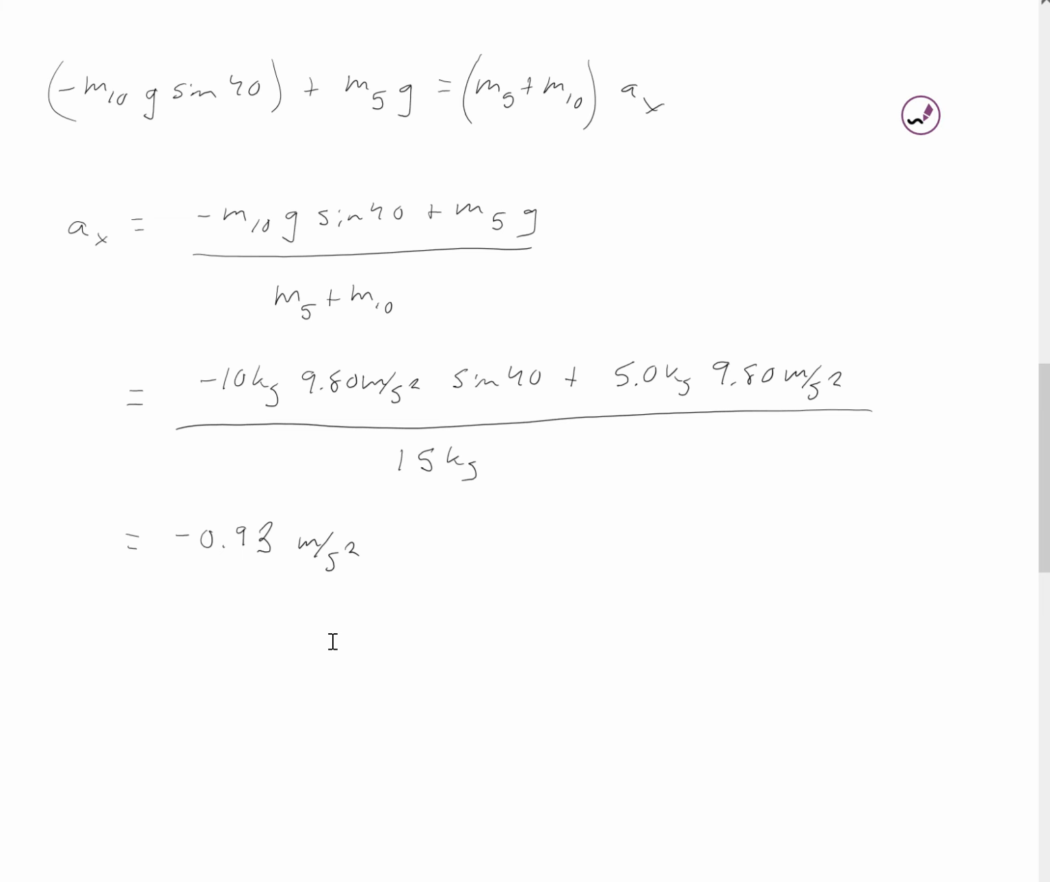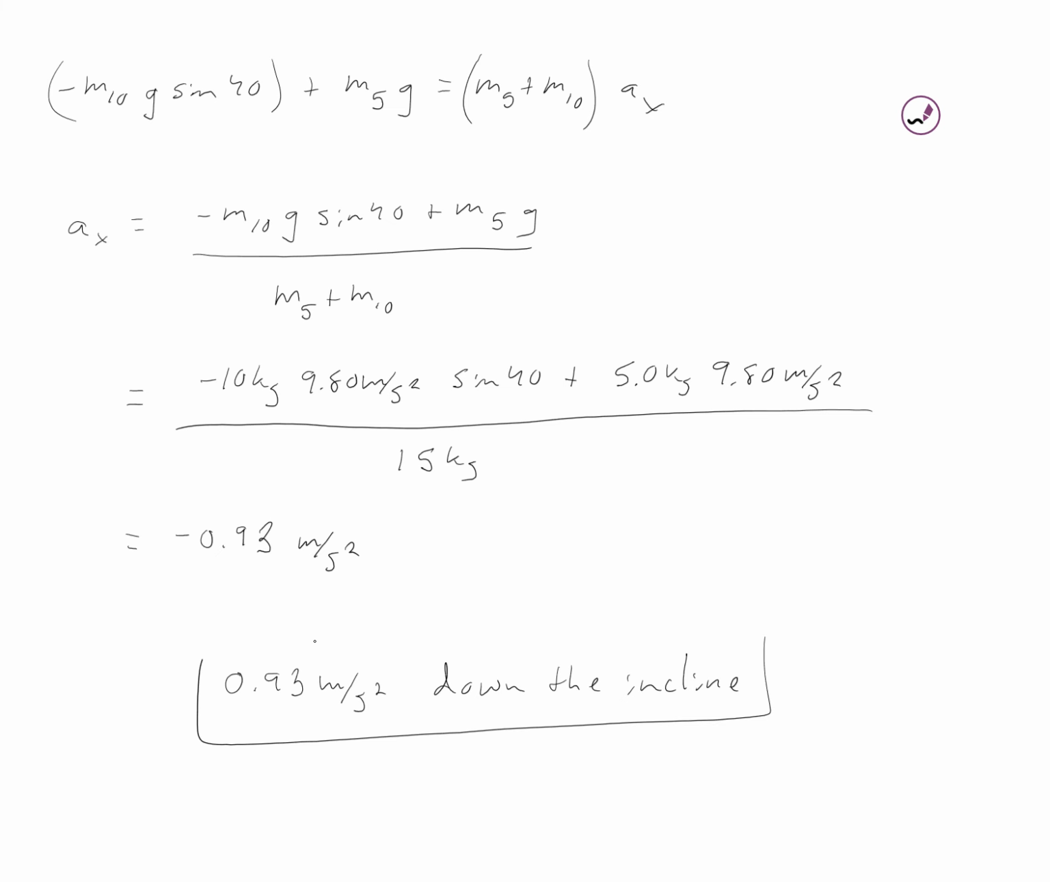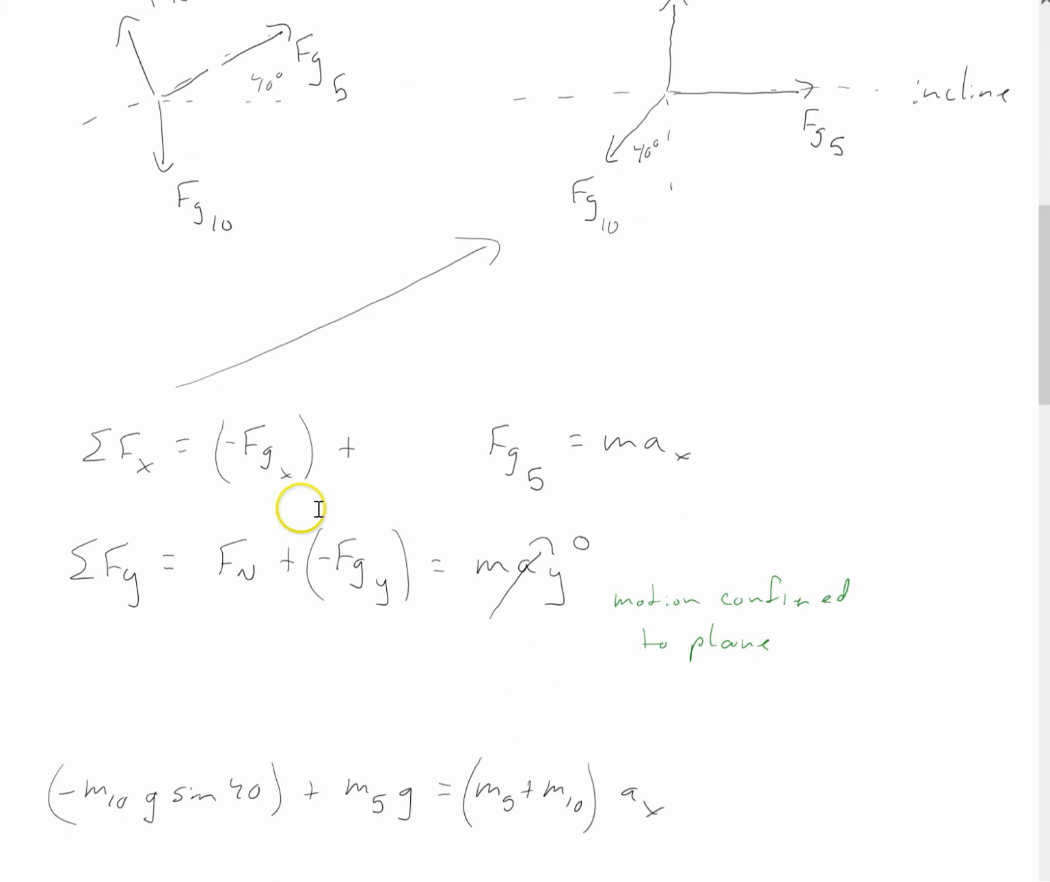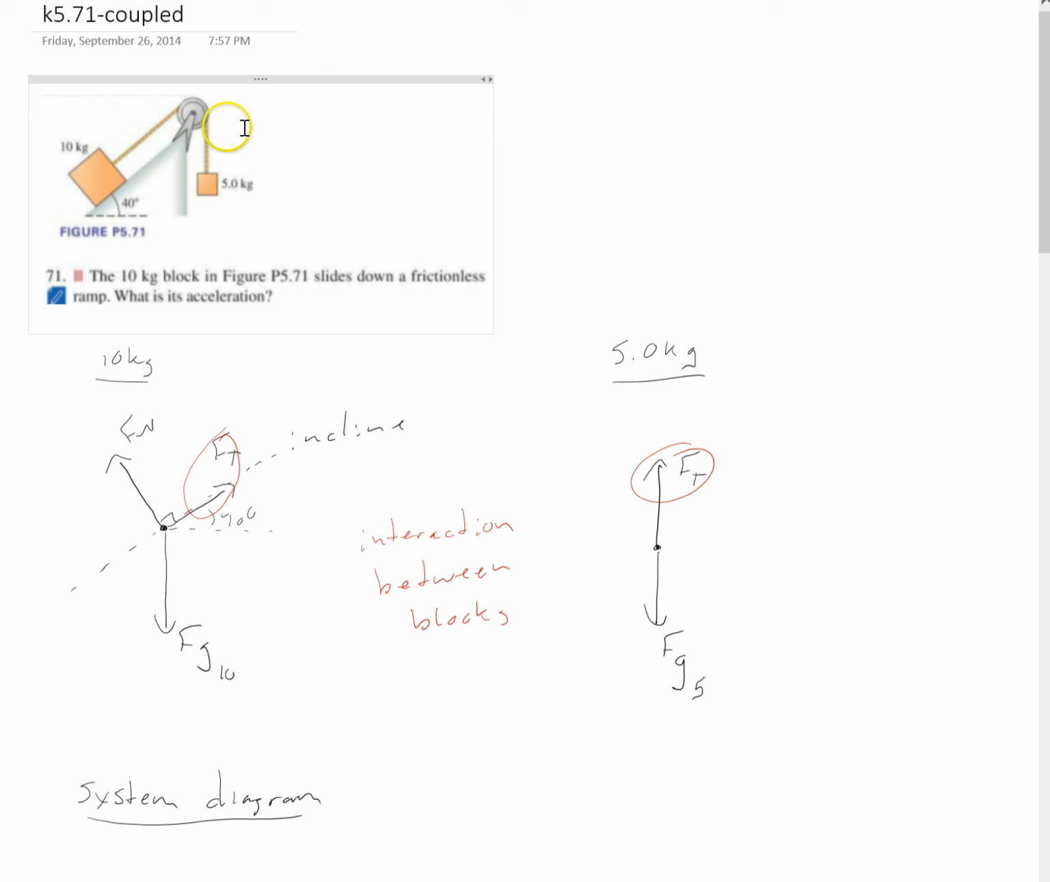I could just say 0.93 meters per second to the right or down the incline. That would mean that the small block then would be accelerating upward. So this one would go up. This one will go down along the incline, both with acceleration A.